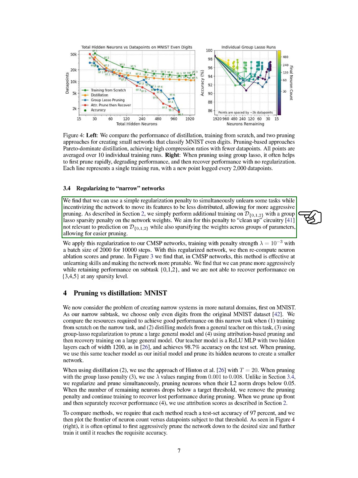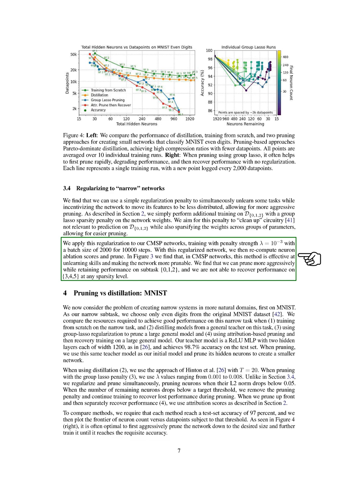After applying this regularization, we recompute neuron ablation scores and prune again. Our findings indicate that this method effectively helps us unlearn skills and makes the network more amenable to pruning, allowing us to prune more aggressively while maintaining performance on subtasks 0, 1, 2. However, we do not recover performance on subtasks 3, 4, 5 at any level of sparsity.